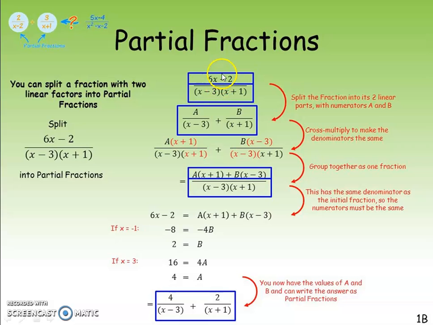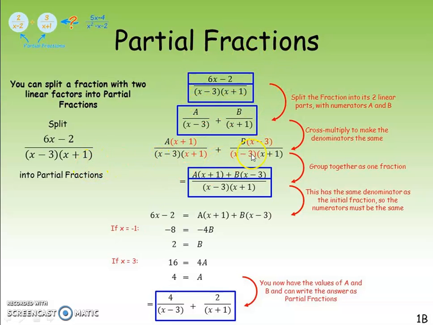That means we have to convert it into the form of A upon x minus 3 plus B upon the second factor x plus 1. Now we have to take the cross multiplication of these. So capital A into x plus 1, plus capital B into x minus 3, upon x minus 3 into x plus 1. Then 6x minus 2 upon x minus 3 into x plus 1 remains the same. This is the given term.